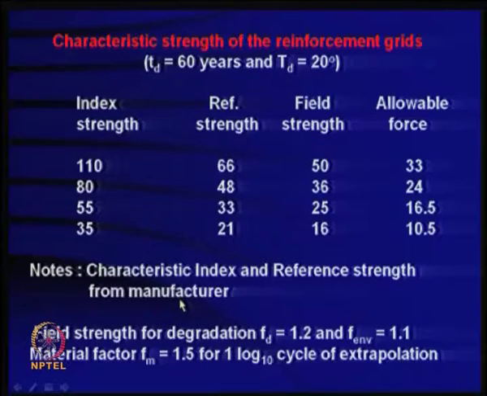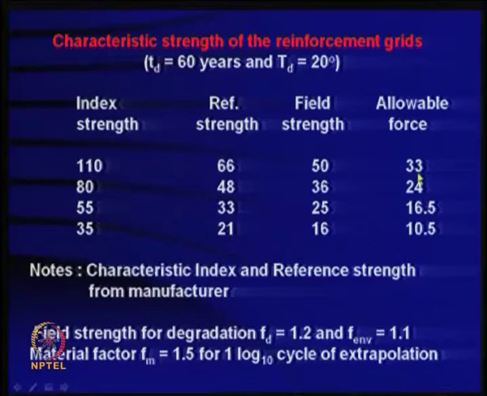Then, as I just mentioned, finally you need to apply the partial factors such as the damage factor 1.2, 1.1 and 1.5 for one log cycle of extrapolation. Once you do that, it comes to 66, then if you want to correct it for damage and other factors 50, finally it comes to 33. What it means is that 110 divided by some of these factors leads to this number 33, okay. Though this is a reference strength, you have a factor of safety of 110 divided by 33, okay.